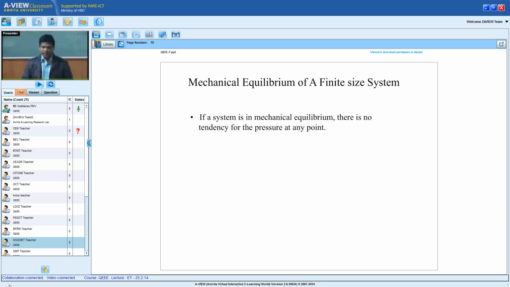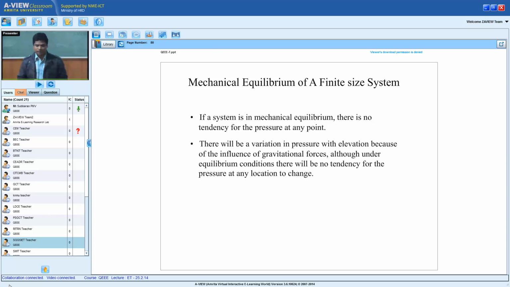Okay, you see this one. If a system is in mechanical equilibrium, there is no tendency for pressure at any given point to change. But now you see this one, when the point becomes bigger, and no doubt this water parcel is not at all moving, it is in equilibrium, I cannot say the pressure at this point is the same, though they are in equilibrium. Why? You need to apply a correction for hydrostatic pressure. So there will be a variation of pressure with elevation because of the influence of the gravitational force.